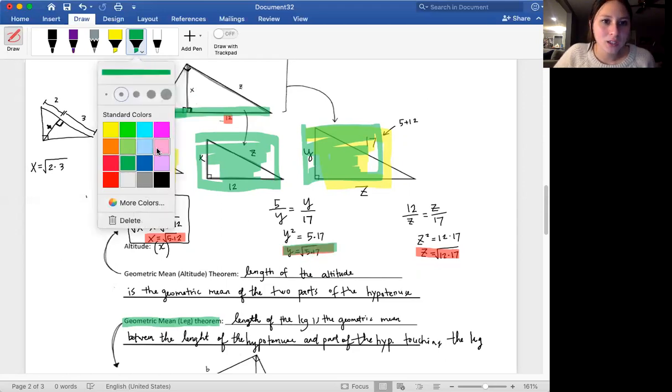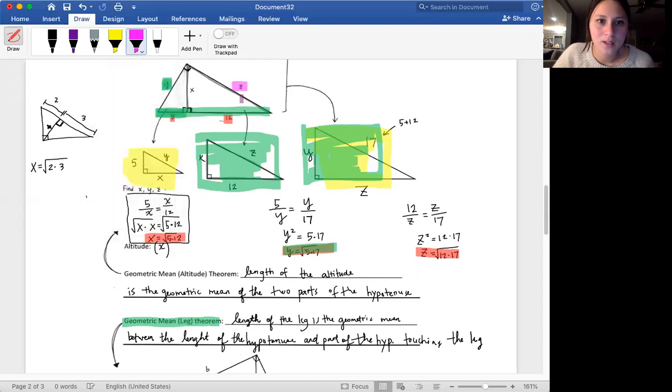And that's right here. y equals the square root of 5 times 17. Looking at the next part, z. z is the entire hypotenuse times the part of it touching z. So 12 is the part that's adjacent to z. So the length of that would be z equals the square root of 12 times 17 right here.